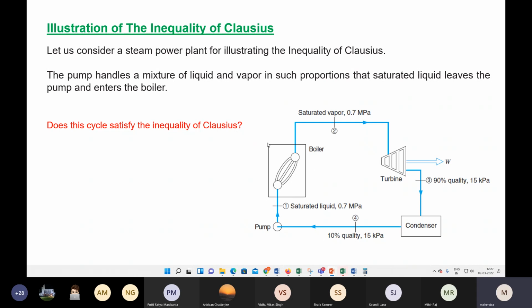So what is this cycle? I think you might have already identified it. This is the steam power plant cycle. Many times we have discussed this. At that time we were following another book. This time I'm changing my book. I'm coming back to this Sontag.